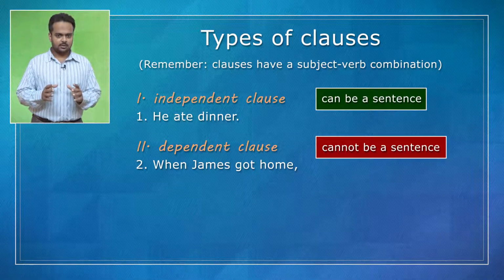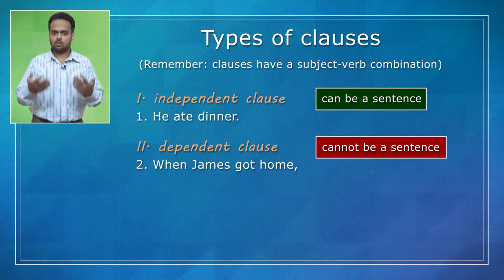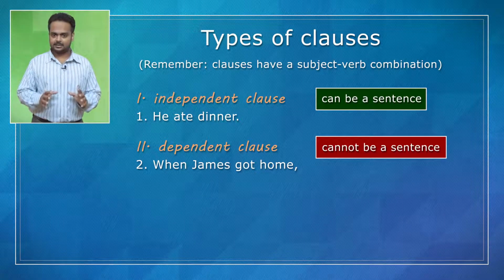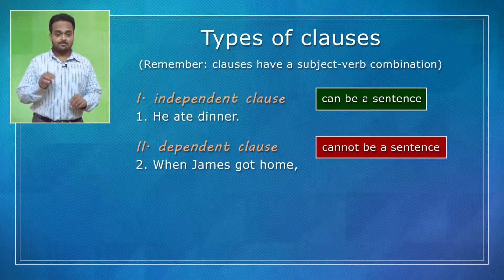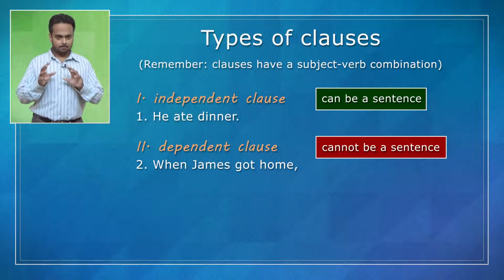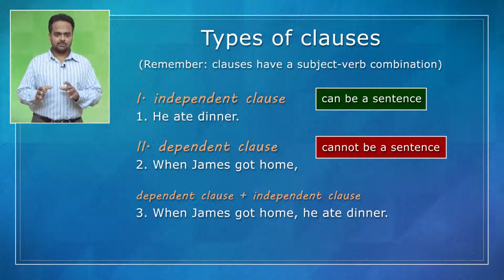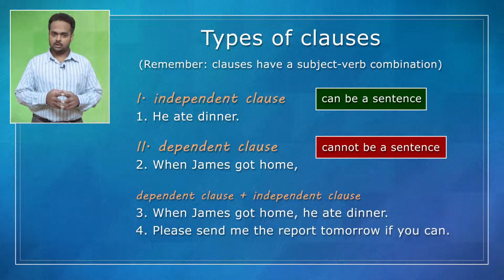Because if I said, when James got home, you will ask, okay, then what? What happened? So you see, the sentence isn't complete. So this is a dependent clause. To make it a full sentence, you have to combine it with an independent clause, such as, when James got home, he ate dinner. In this next example, please send me the report tomorrow if you can.